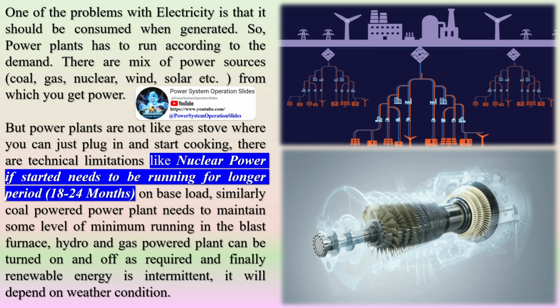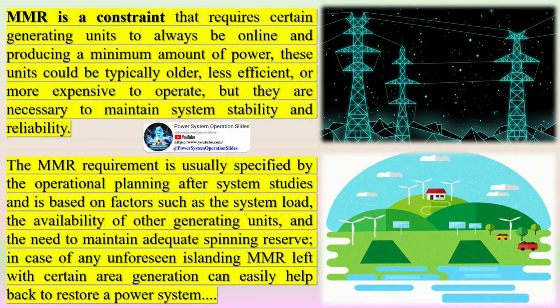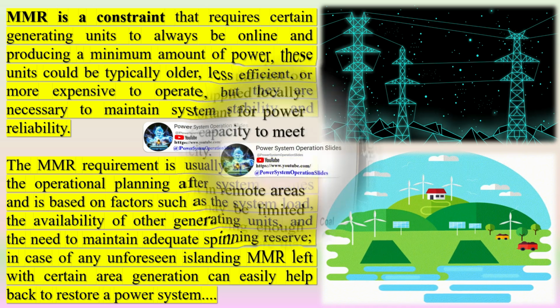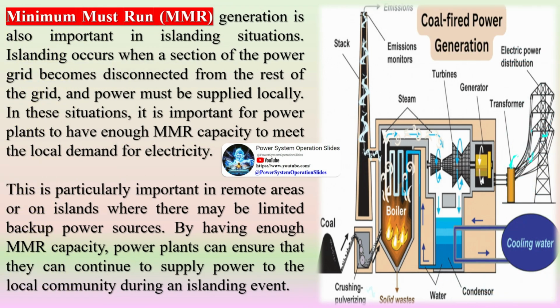MMR is a constraint that requires certain generating units to always be online and producing a minimum amount of power. These units could typically be older, less efficient, or more expensive to operate, but they are necessary to maintain system stability and reliability in some cases. The MMR requirement is usually specified by operational planning after system studies and is based on factors such as the system load, the availability of other generating units, and the need to maintain adequate spinning reserve. In case of any unforeseen islanding, MMR left within a certain area's generation can easily help restore a power system. Minimum must-run generation is also important in islanding situations.